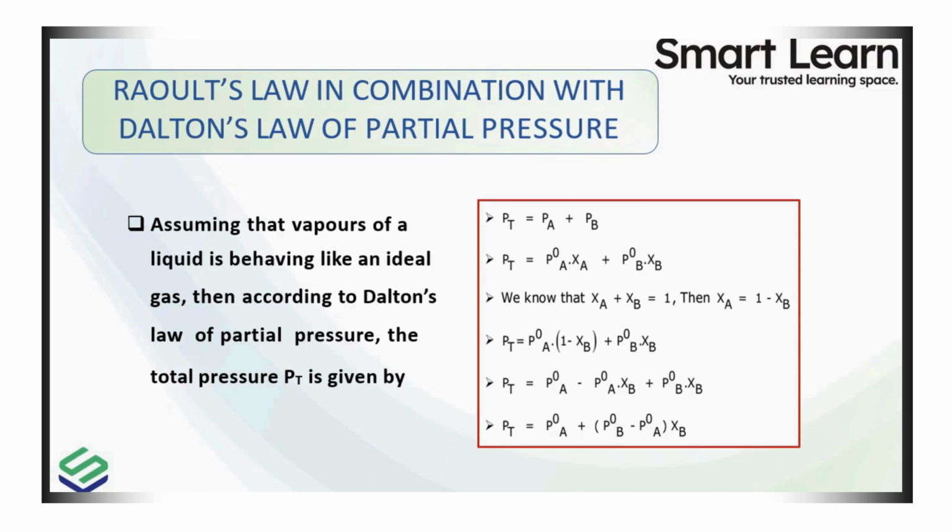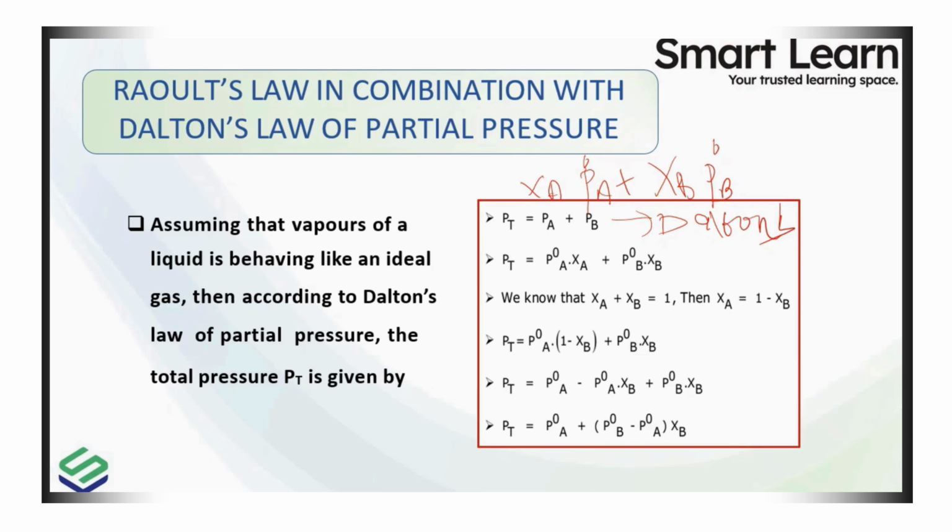Then Raoult's law in combination with Dalton's law of partial pressure. We know that according to Dalton's law, the total pressure is equal to the sum of the partial pressures of the gases. So P total is equal to PA plus PB. And we know that PA is equal to chi A P naught A, and PB is equal to chi B P naught B.